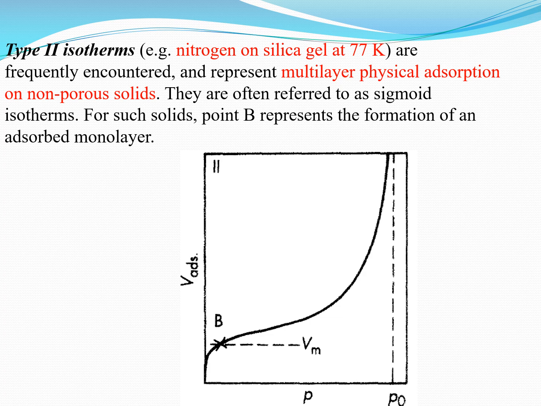For example, type 2 isotherms are basically shown in the case of nitrogen on silica gel. Like if you want to separate nitrogen from oxygen in the air, and nitrogen is adsorbed onto the silica gel, that's the case of type 2 isotherms. These are frequently encountered and present multi-layer. So in type 2 we have multi-layer physical adsorption, and basically non-porous solids, so they are basically different from type 1.